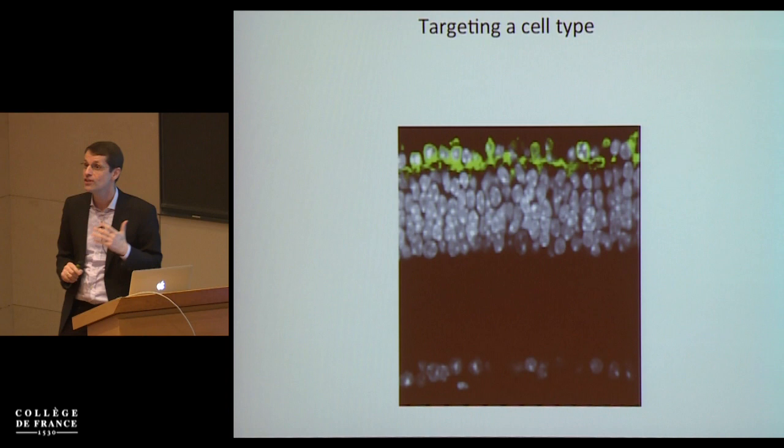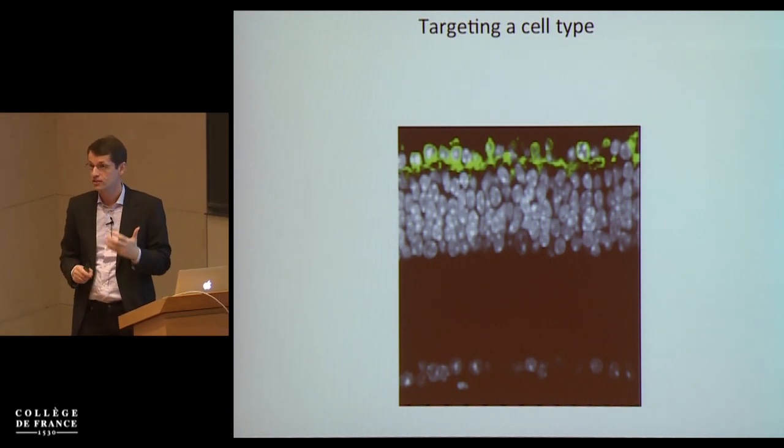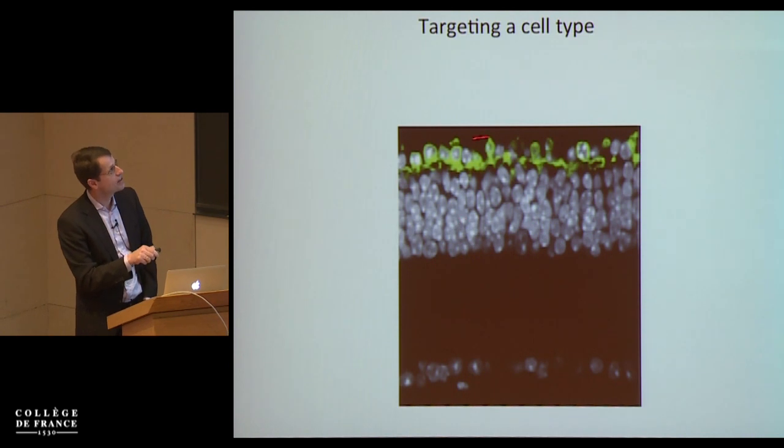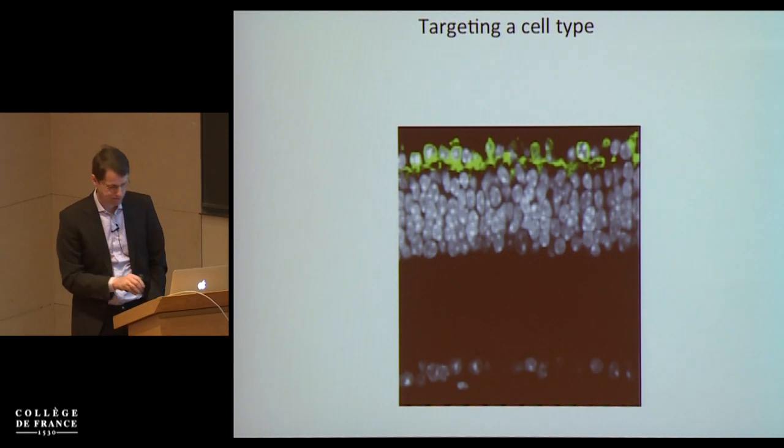And the procedure really works very well, except you have to work a lot. So here is, for example, a retina. It's a degenerated retina. I will talk about it later. And you inject the virus, and it keeps all cells completely empty of expression except for a single cell type.